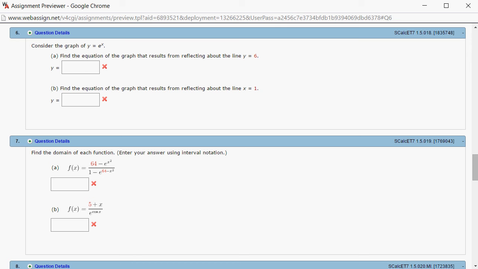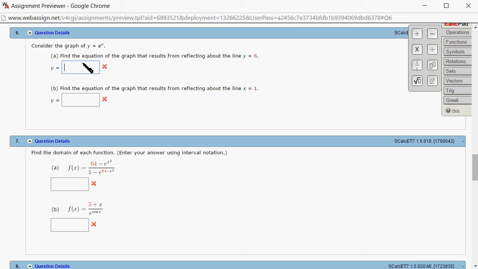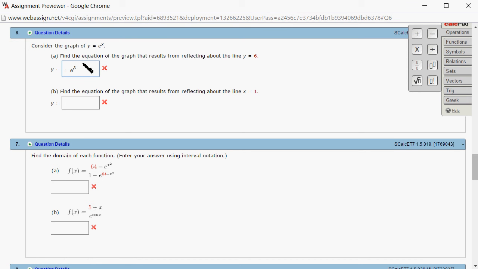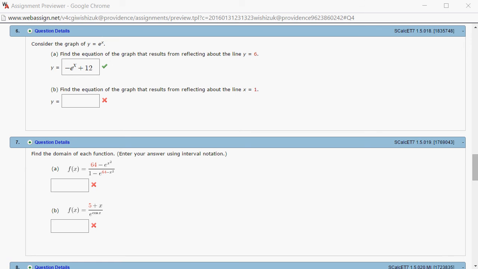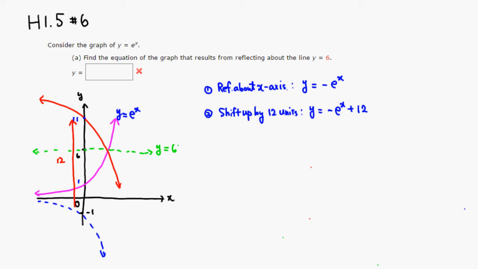Let's type it in. We have negative e to the x plus 12. Let's check. Submit for testing. It came back and looks like we got this one correctly. All right, that's it. I hope that this was clear.